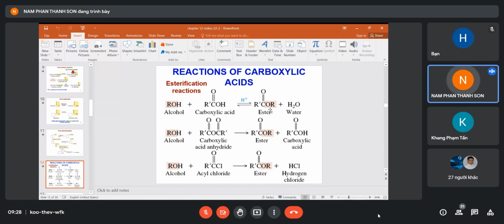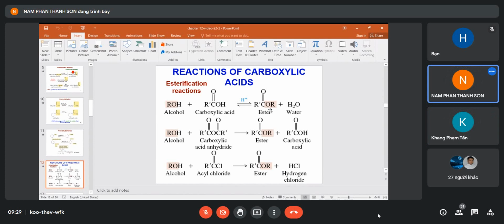This is a reversible reaction. You remove the water? Yeah, we can remove. It's so noisy. What's wrong with it? There's a fan behind me. Okay, we can remove water.